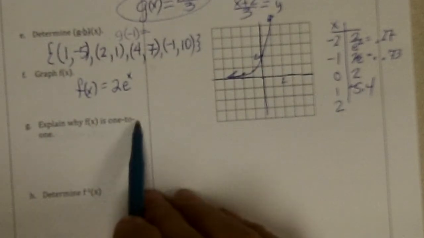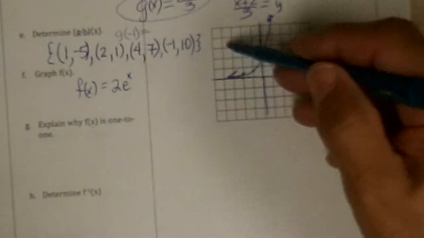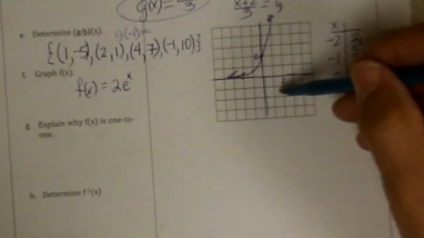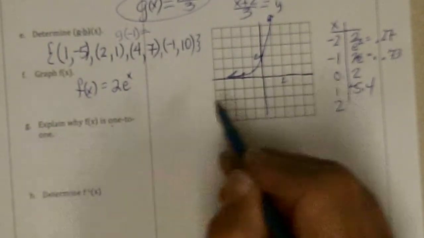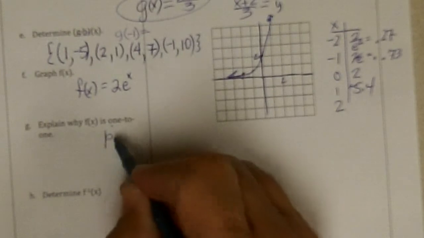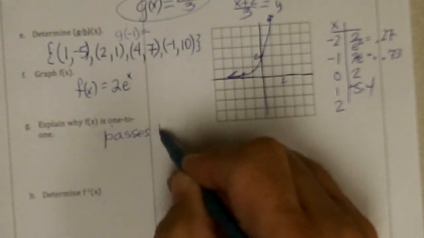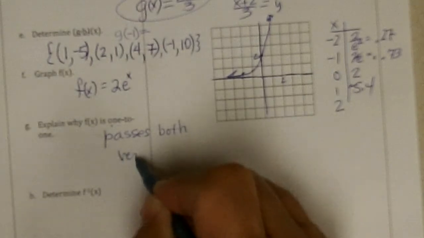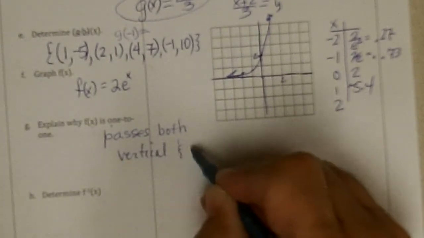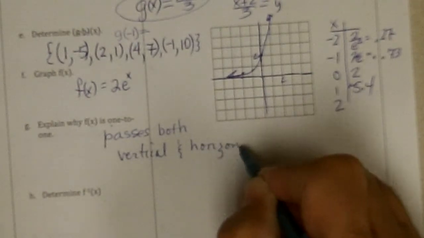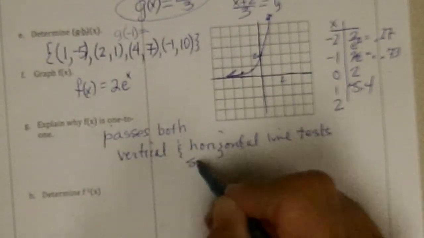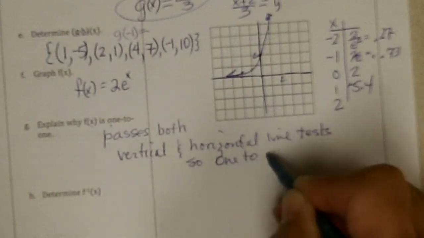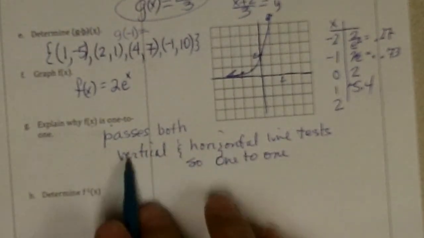Explain why f of x is 1 to 1. So, since it passes the vertical line test, only hits one place everywhere, and the horizontal line test only hits one place, it's 1 to 1. Okay, passes both vertical and horizontal line tests, so it is 1 to 1.